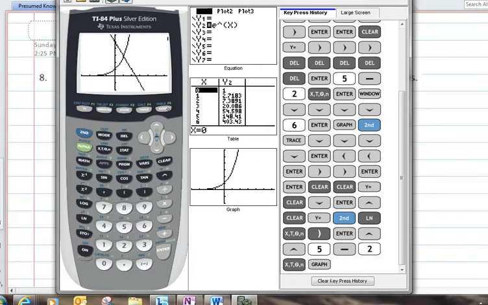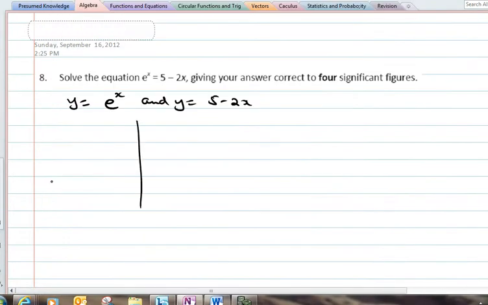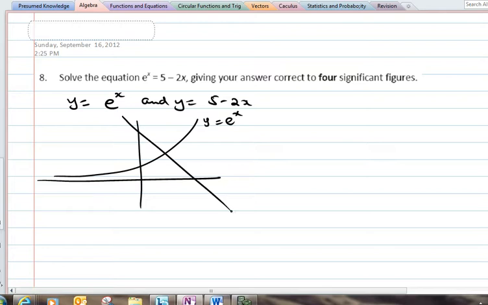That's 5 minus 2x, that is e to the x. So you are actually looking for the point where these two graphs meet. That's y equals e to the x, and this is y equals 5 minus 2x. The point of intersection you're looking for is that point there.